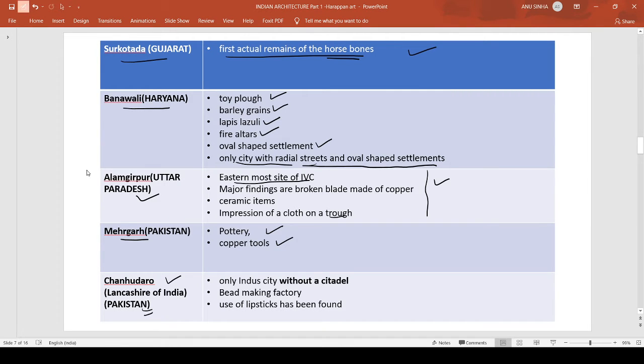So, talking about Chanhudaro, that is in present-day Pakistan, this is the only Indus city without a citadel. There is no citadel here, so it is the only Indus city without. Mark the word, that is without a citadel. Bread making factory and use of lipsticks has been found. So these are the findings of this place.